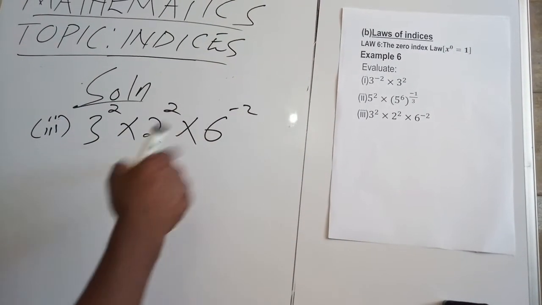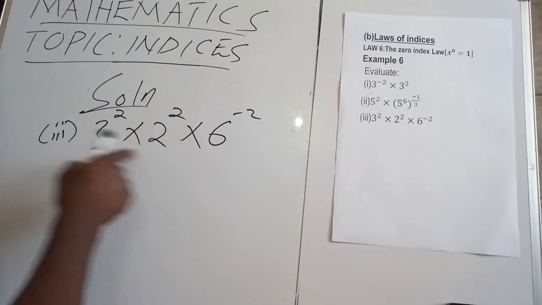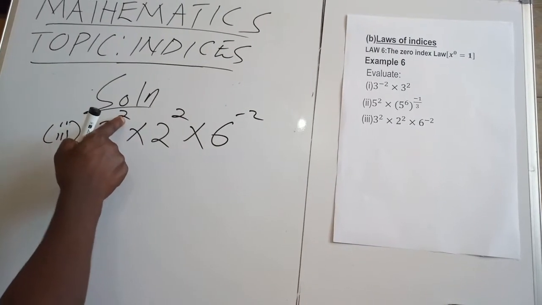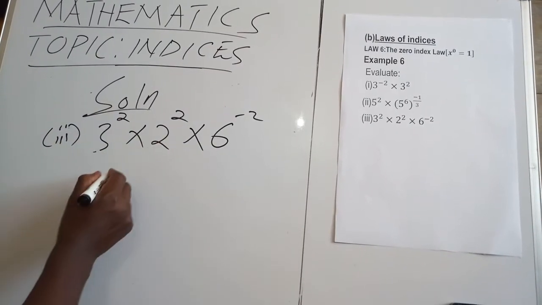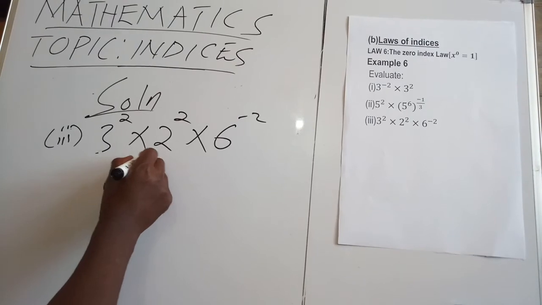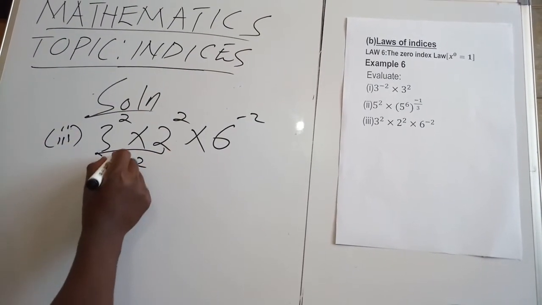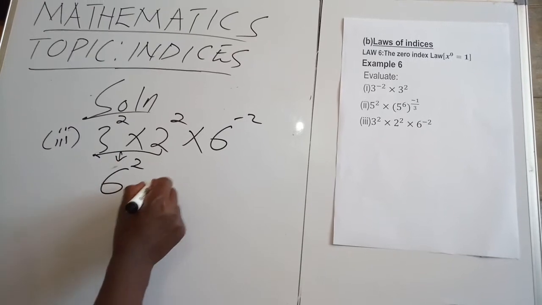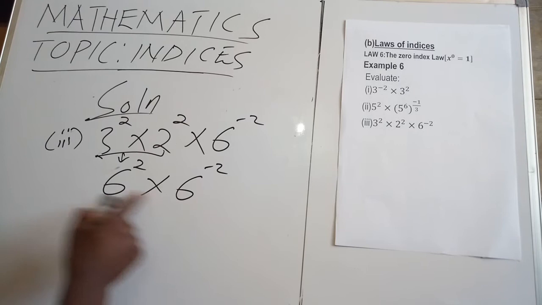Now, I'll first of all combine this and this using what? The law of multiplication, having the same power. So what will I get? Multiplication of the bases to give me what? 6 raised to power 2. So this here will give me that. Then I bring the other part. Now I have this and this.